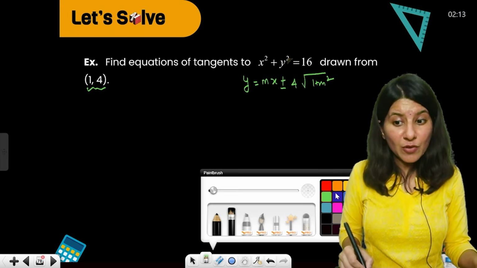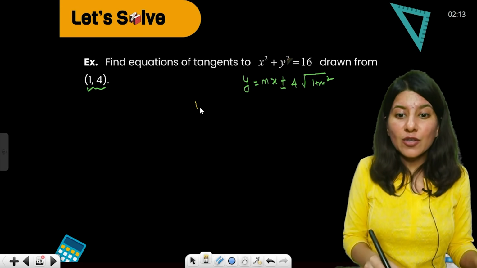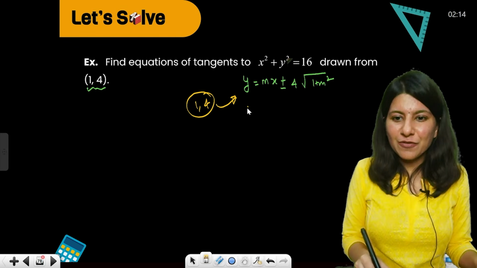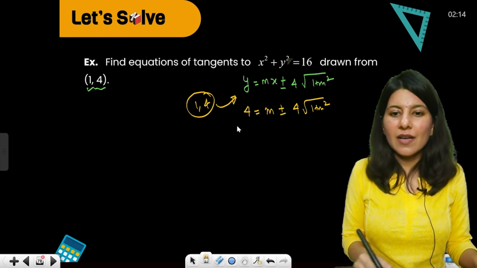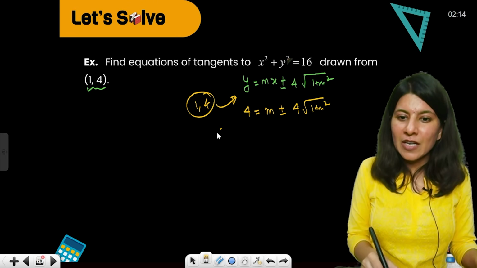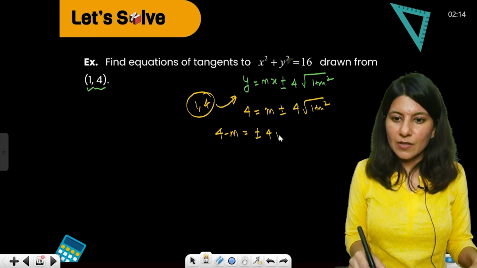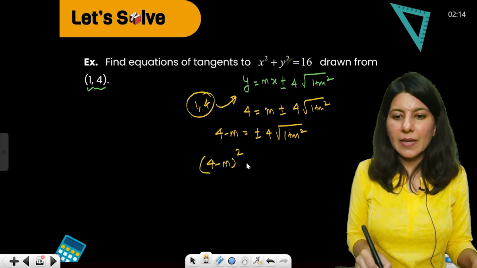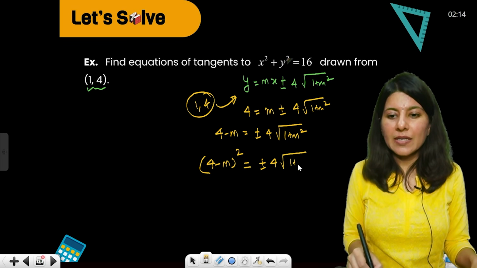Now, 1, 4 is lying on the tangent, so we have to satisfy 1, 4 in this tangent and you're done. So, 4 equals m plus minus 4 square root of 1 plus m squared. Now, you just have to get the value of m. Once you get the value of m, you can get the equation of tangent. 4 minus m equals plus minus 4 square root of 1 plus m squared. Square it on both sides.